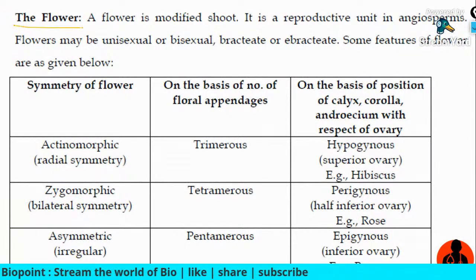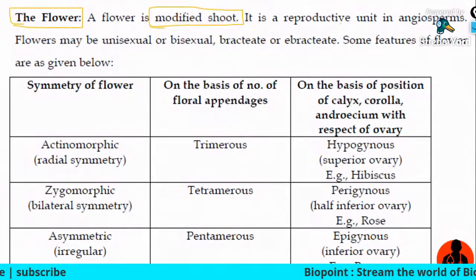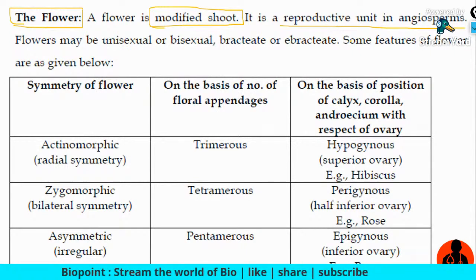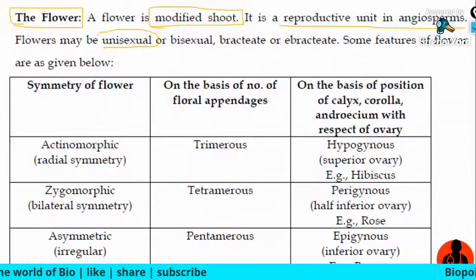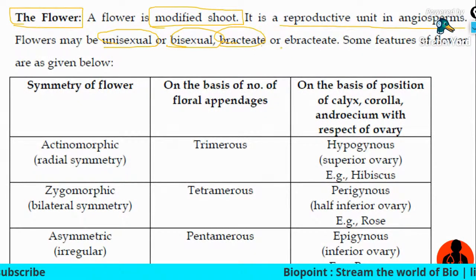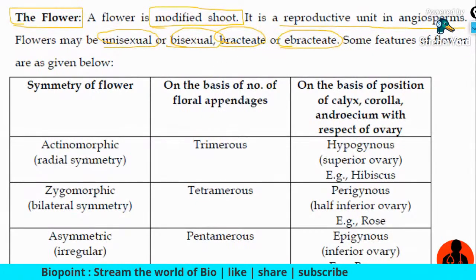Next, we are going to discuss the flower. A flower is actually a modified shoot. It is a reproductive unit in angiosperms. Flowers may be unisexual or bisexual. They may be bracteate or ebracteate. Some features of flowers are listed below. Very, very important.